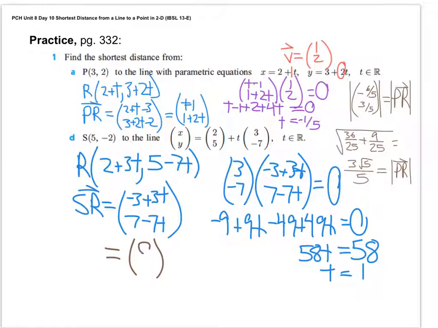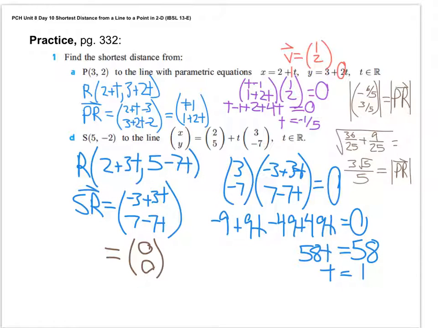0, 0. What does that mean? Does that mean it's on the vector that we were dealing with? The point that we've got, 5, -2, is on the line.